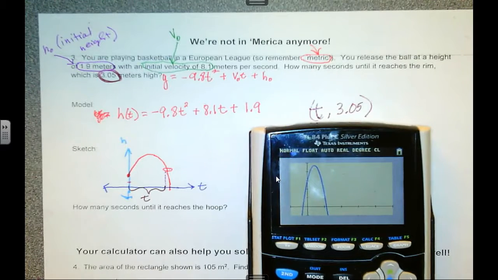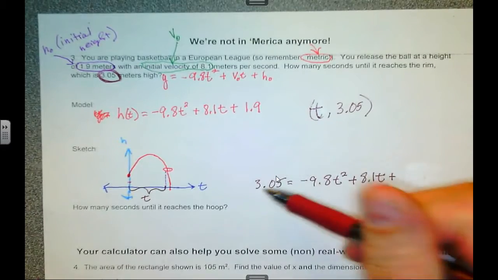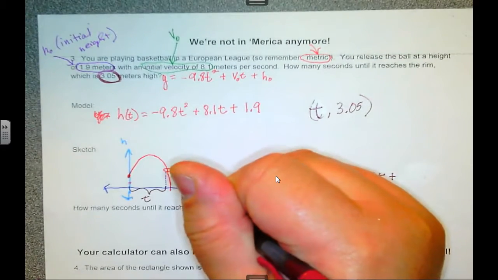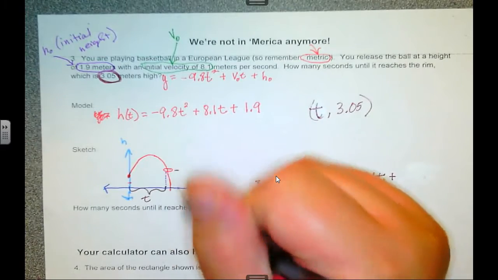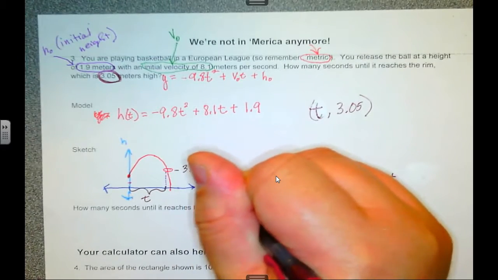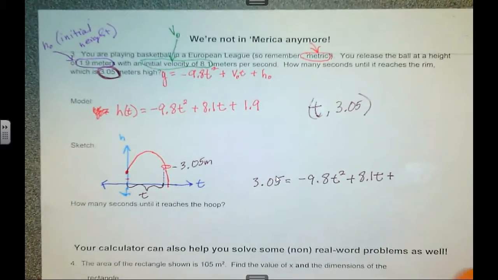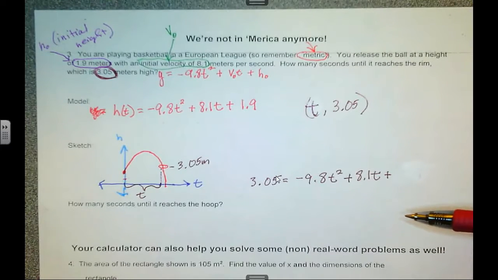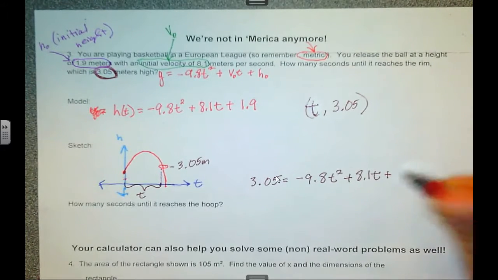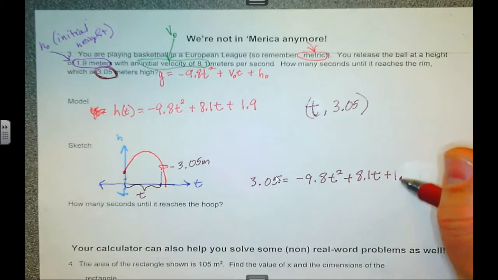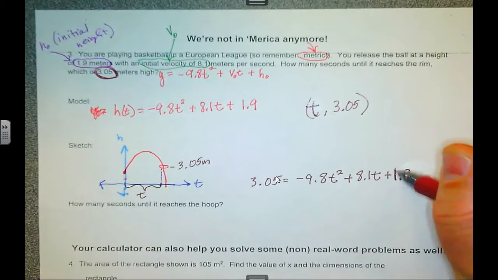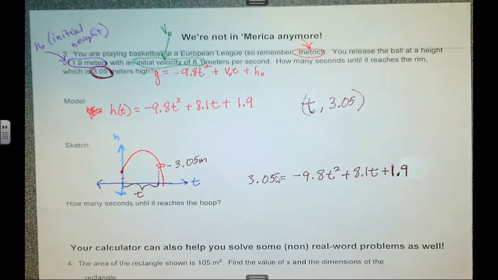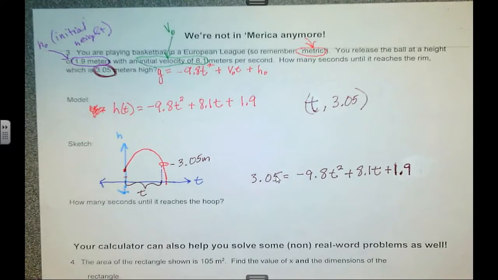Now, we're supposed to find when this ball goes through the hoop. And that hoop is 3.05 meters high. So from here to here, it's 3.05 meters high. Now, I was going to show you guys how to solve this algebraically, but then I realized we haven't done that yet. So, what we're going to do, the initial height was 1.9.